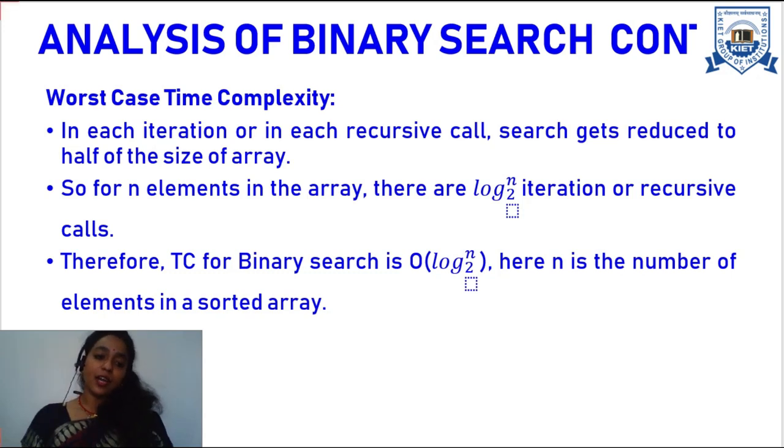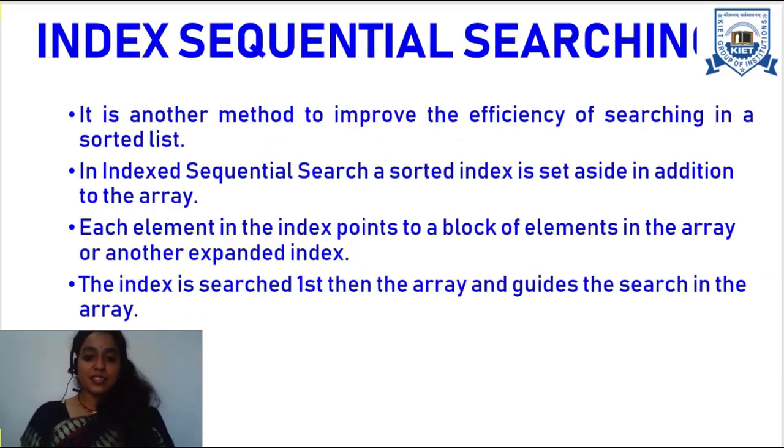Next searching technique is index sequential searching technique. It is also another efficiency improving technique, and this technique is also applied in a sorted list only. But this index sequential searching technique is applied when a large amount of data is present, that is in the database management system, where we have stored a large number of records, and we need to search a record among these records. So over there we are using the index sequential searching technique.